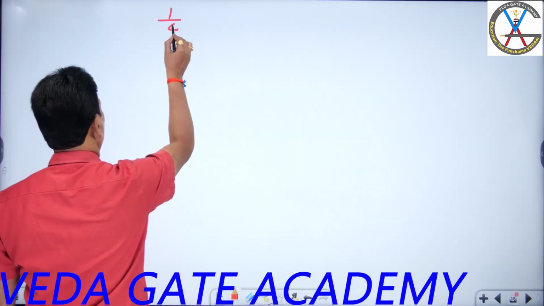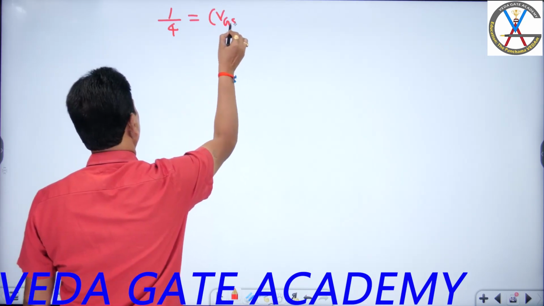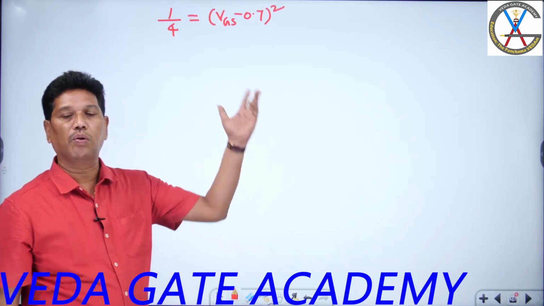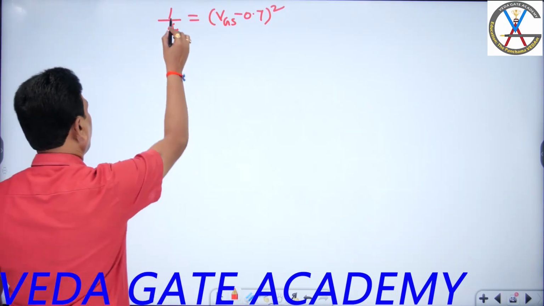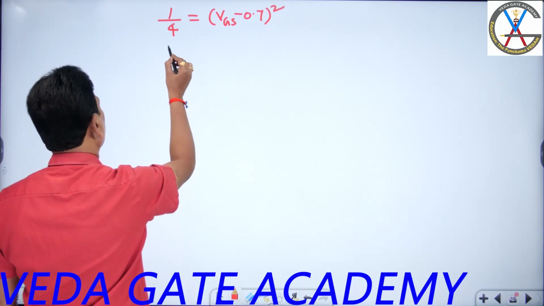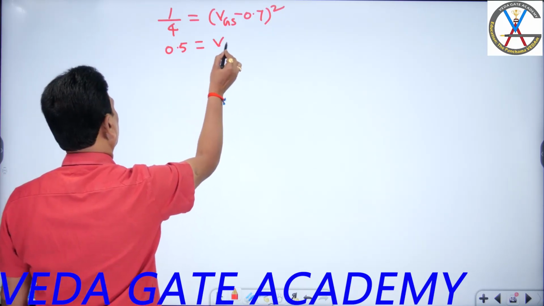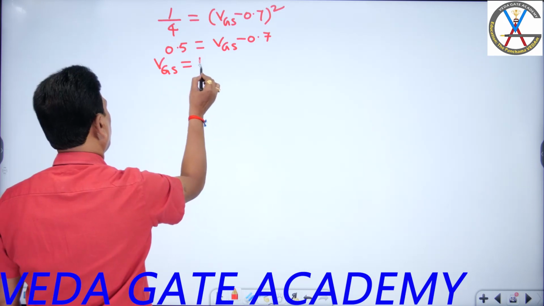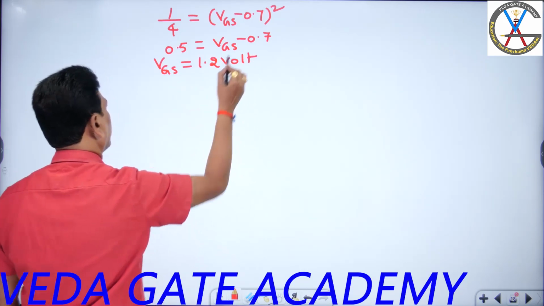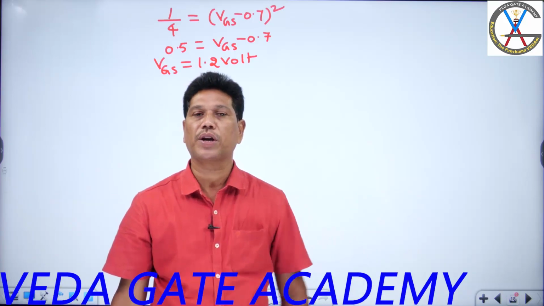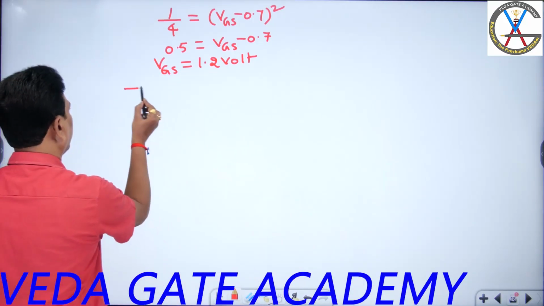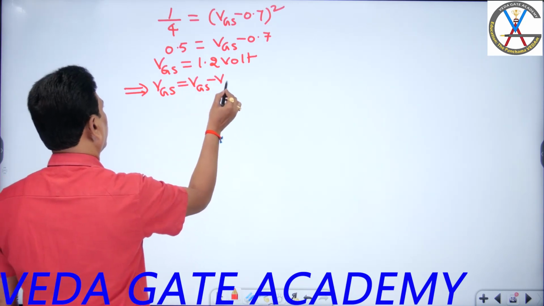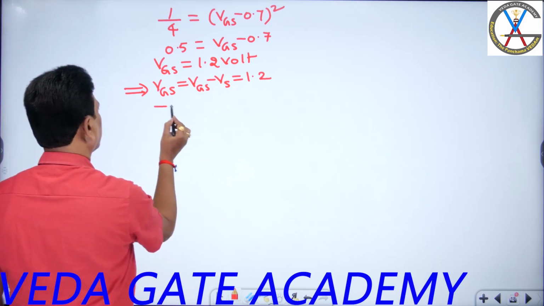So 1 by 4 equal to VGS minus 0.7 whole square. Sir, 1 by 4, make a square root there. That will become 1 by 2, 0.5. VGS minus 0.7, so VGS becomes 1.2 volts, sir. Already VG equal to 0 there. VGS equal to VG minus VS. That equal to 1.2 you get, sir.